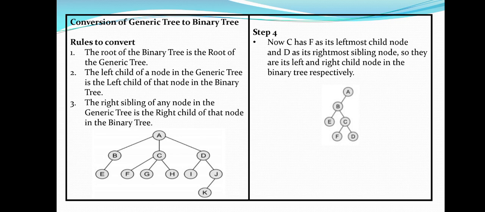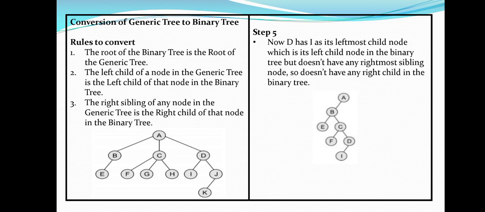Then what is C's right sibling? D is the right sibling of C. So that is considered as the right child node in the binary tree. So in the next step, D's left child is I. So that is considered as D's left child in the binary tree also. And D doesn't have any right sibling. So no need to put a right child for D.